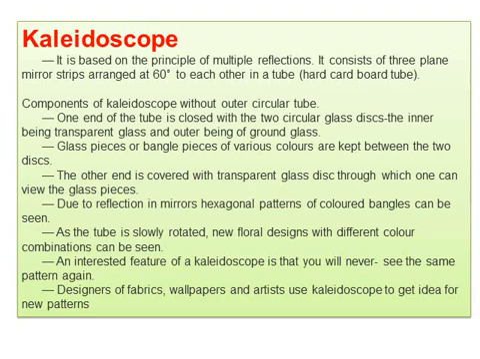One end of the tube is closed with 2 circular glass discs, the inner being transparent glass and the outer being of ground glass. So glass pieces or bangles of various colors are kept between the 2 discs. The other end is covered with a transparent glass disc through which one can view the glass pieces.